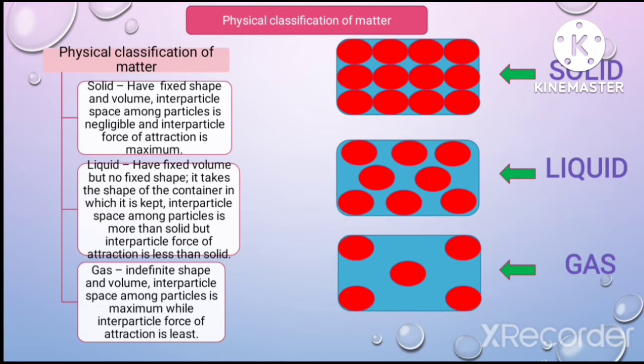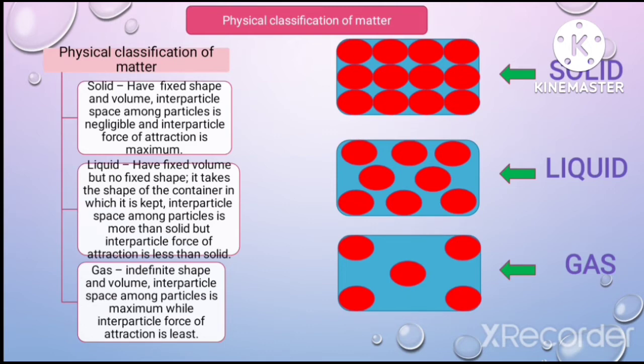Solids have fixed shape and volume, and the interparticle space among particles in solid is negligible, and the interparticle force of attraction is maximum. Liquids have fixed volume but no fixed shape, and it takes the shape of the container in which it is kept. Interparticle space among particles is more than solid, but interparticle force of attraction is less than solid.